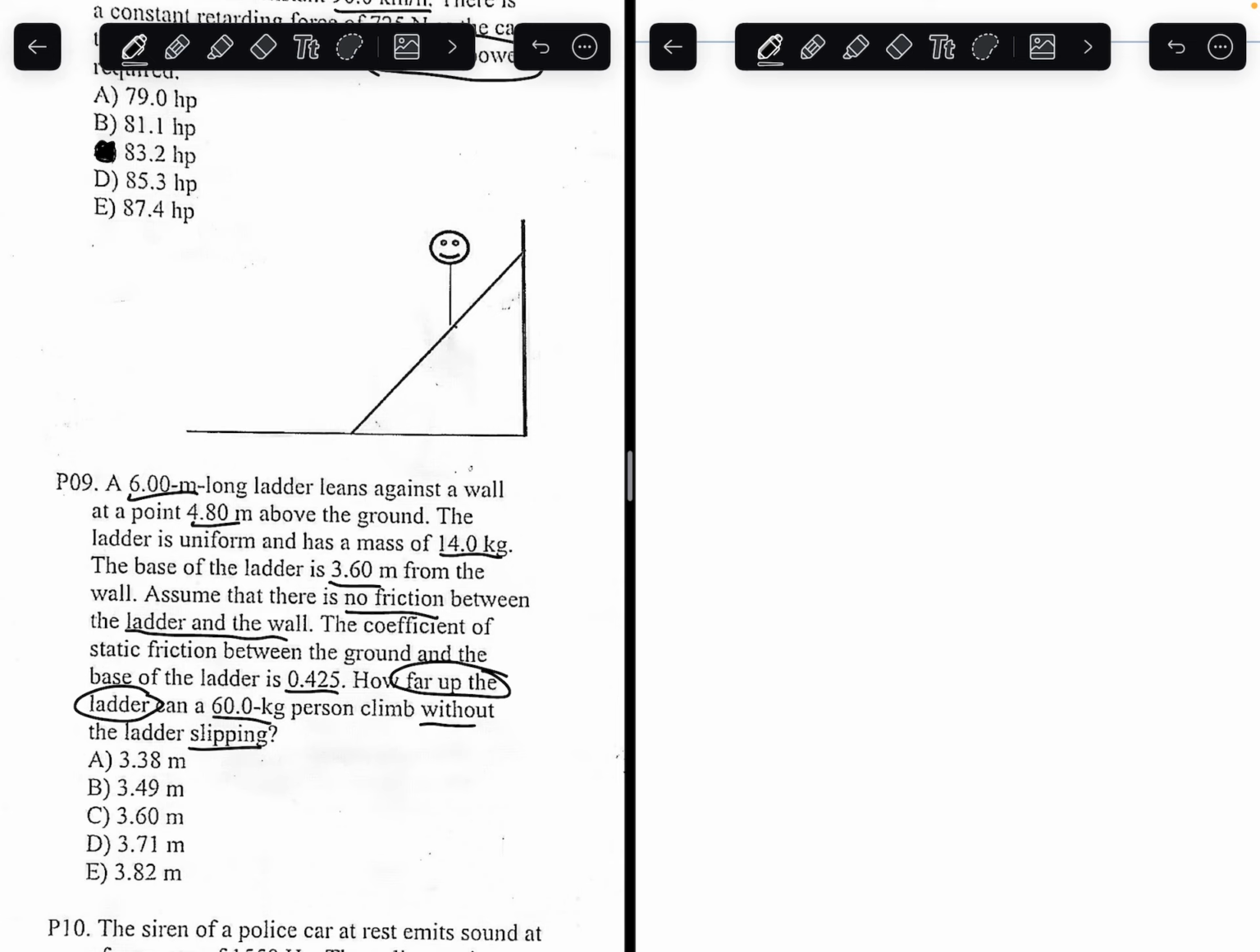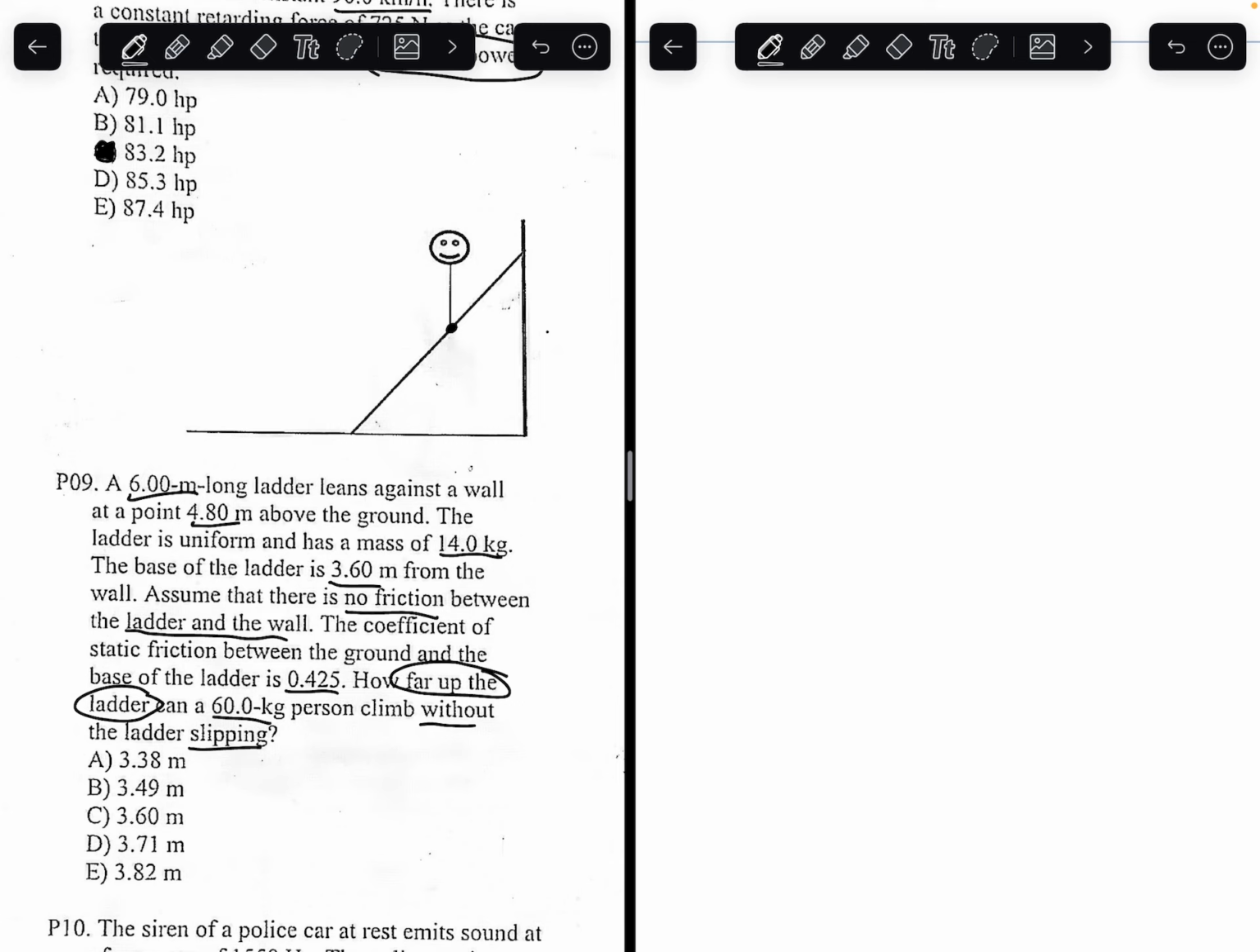So, what is the question trying to ask? The question is asking how far can a person stand such that if he goes any further, the ladder will slip. This is like the maximum length it can go. It's essentially when all the torques balance each other out, such that if this person goes even a little bit more, the ladder will fall. So it's pretty much the maximum height you can go.